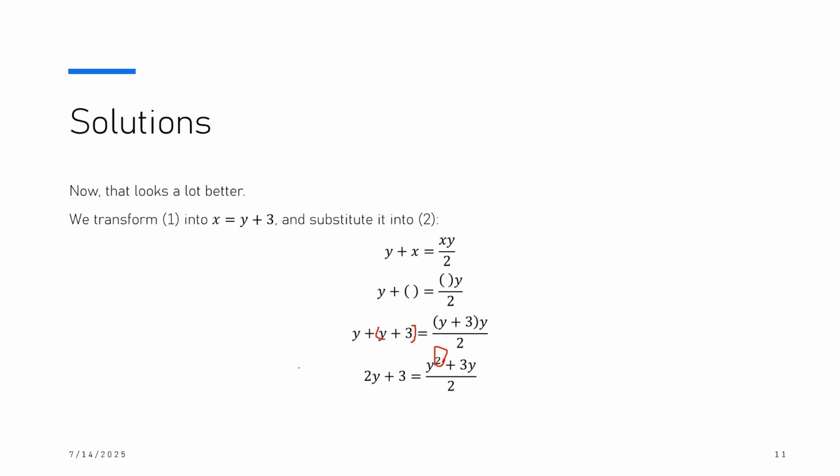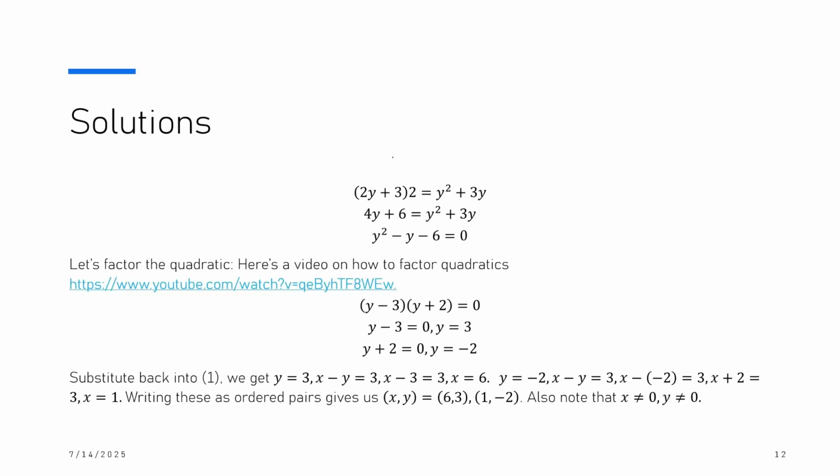And for this problem, you multiply 2 to both sides just to get rid of this fraction. You do some rearranging and combining like terms to get this.